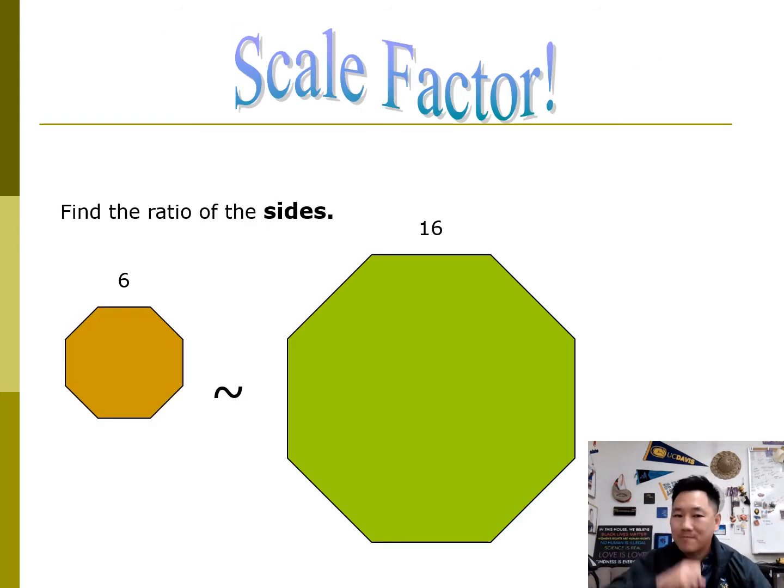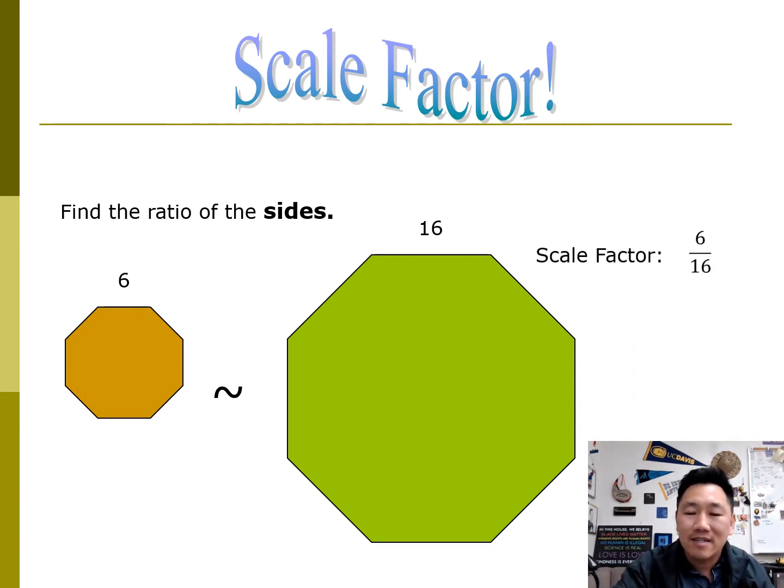All right, so if I give you two shapes, these look like they are similar octagons. I want you to find the ratio of their sides. So you basically compare their sides. Scale factor is 6 to 16.